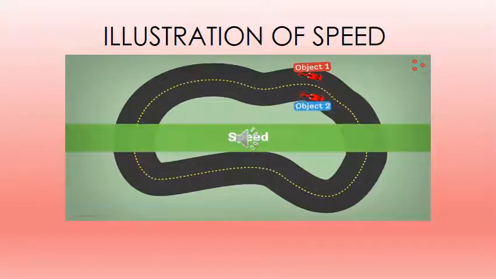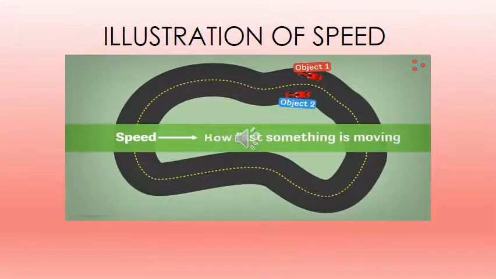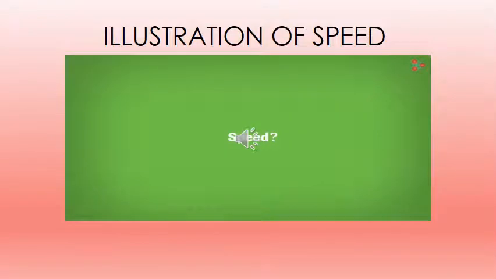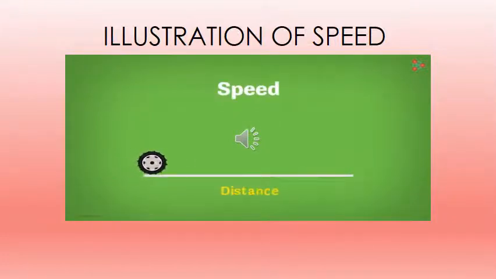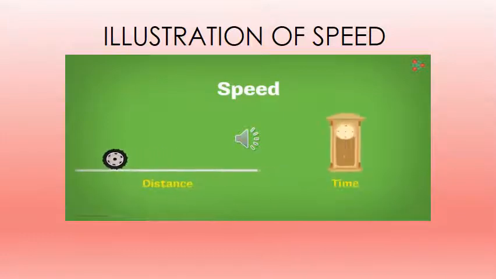Speed is that physical quantity which tells us how fast something is moving. How do we define it? In order to know the speed of an object, there are just two things we need to know. First, the distance traveled by an object in motion, and second, the time it takes to complete that distance.